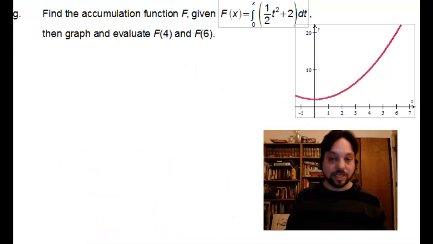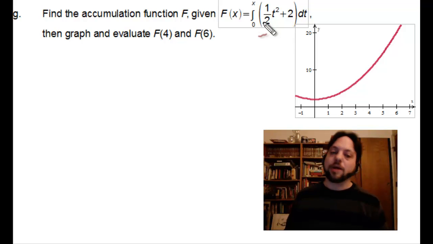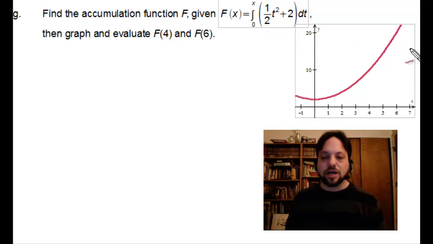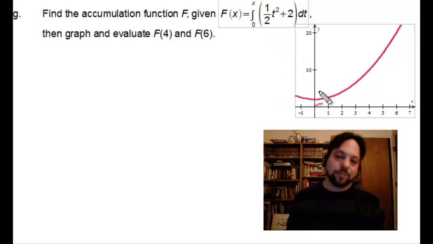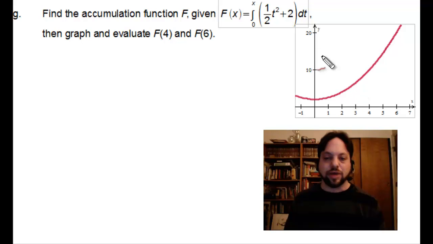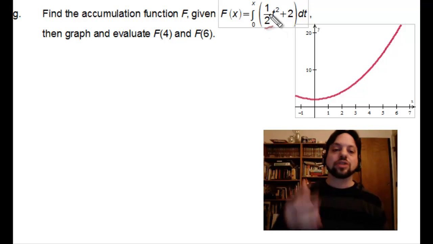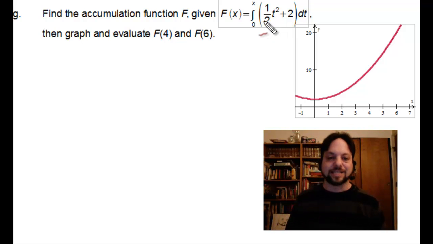So here in our last example, example G, we're going to try to find this accumulation function given this integral. Now, I'm going a little bit backwards here. I've actually graphed the integral already, 1/2 t squared plus 2, and it does make this parabola. Of course it does. It's a quadratic equation. But if we want to find the area under this parabola between 0 and any value of x, we will need to integrate this quadratic function in order to come up with an elementary algebraic function to which we can just plug in various values of x. After we do that, we'll actually evaluate this for capital F of 4 and capital F of 6.